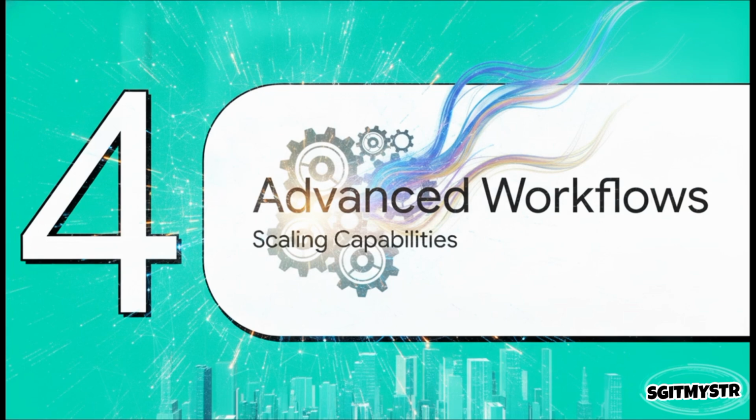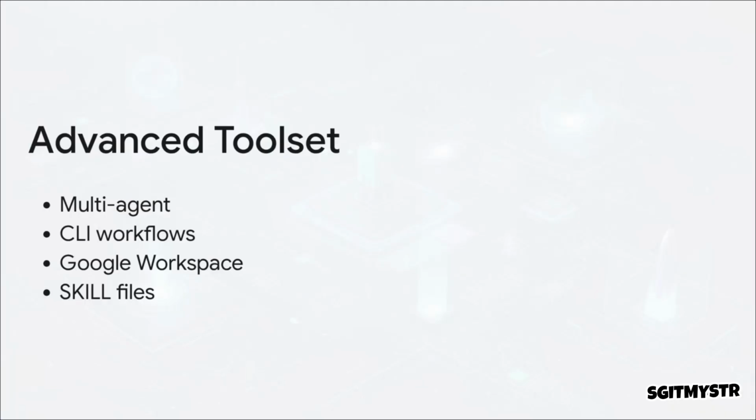Next up, Section 4, Advanced Workflows. Once you master that basic loop, you are totally ready to scale up your capabilities with Antigravity's highly robust toolsets. We're talking multi-agent orchestration, meaning you can literally have one agent building your backend while another simultaneously works on your front end. You can define custom instructions using skill.md files to enforce your team's specific coding conventions.